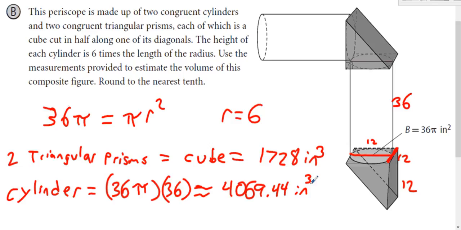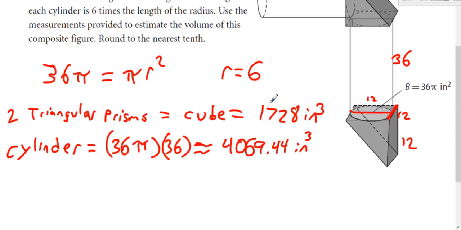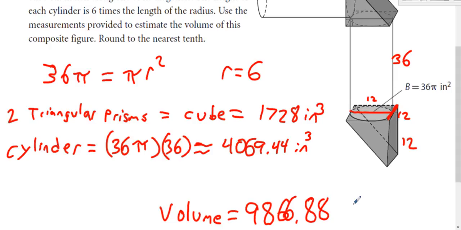And there's 2 cylinders, so we're going to double that for the 2 cylinders. And we already found the 2 triangular prisms because together they made a cube. So we're going to add the 1728 and then the 4069.44 twice. So the 2 cylinders plus the 2 triangular prisms all together, 9866.88. It says to the nearest tenth, so let's make that be 9866.9.